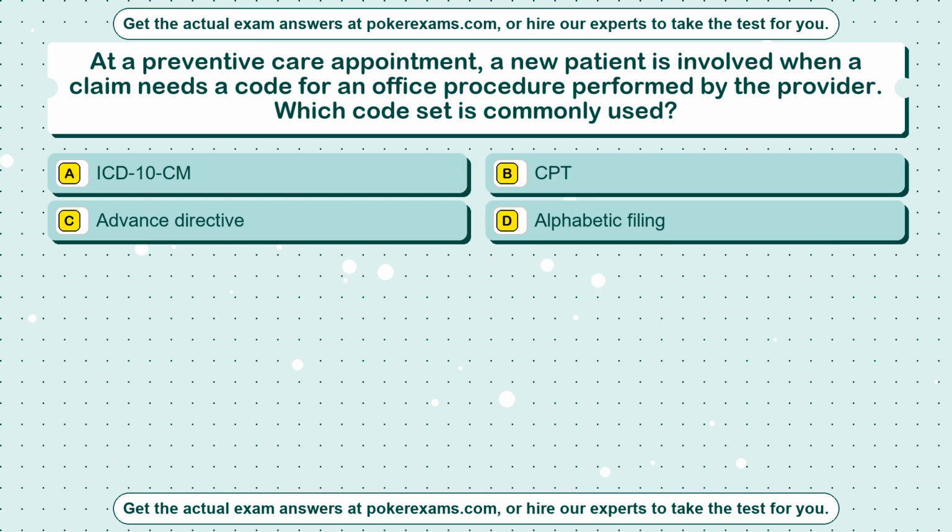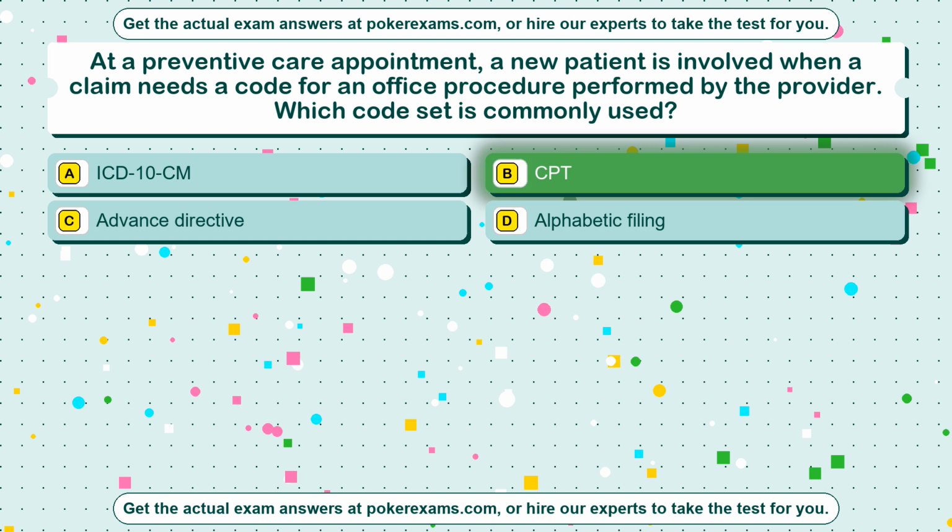Question 62. At a preventive care appointment, a new patient is involved when a claim needs a code for an office procedure performed by the provider. Which code set is commonly used? Option A, ICD-10-CM. Option B, CPT. Option C, Advanced Directive. Option D, alphabetic filing. The correct answer is option B, CPT.